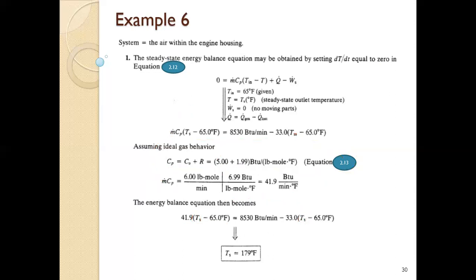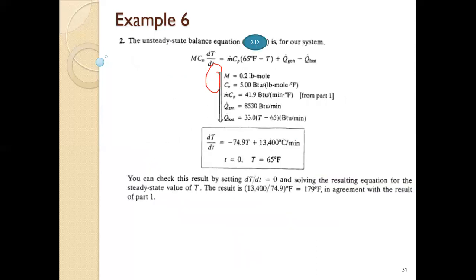If we talk about the steady state system, this term equal to 0, and then you can solve for temperature. You can get the outlet temperature in the house equal to 179 Fahrenheit. This is the steady state system. And this is ideal because if you would like to control the temperature, the inlet is uniform for a long time. But it is the first system.